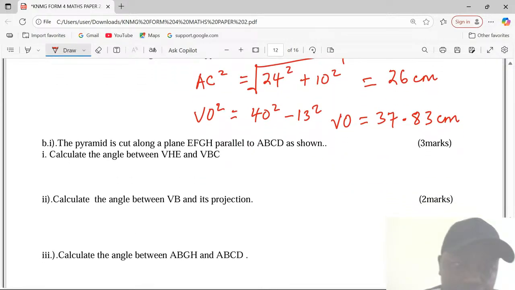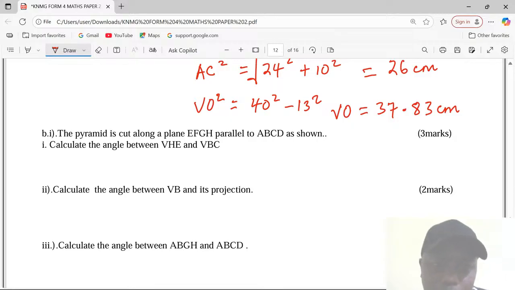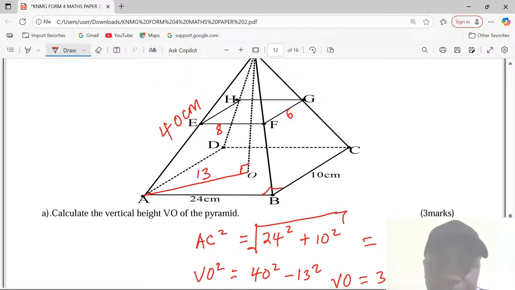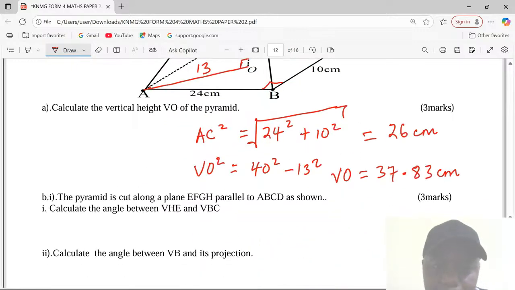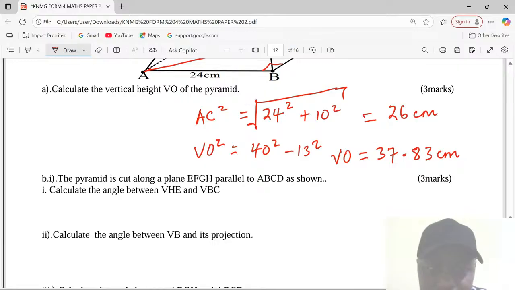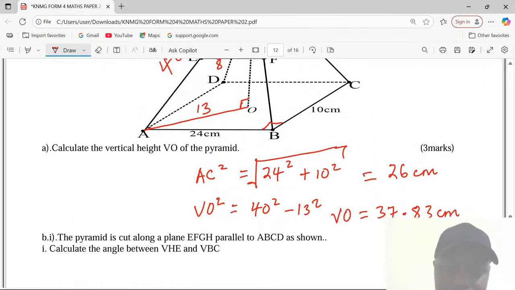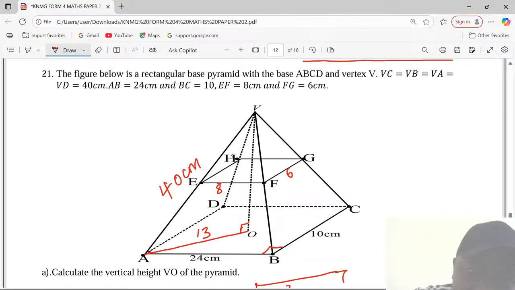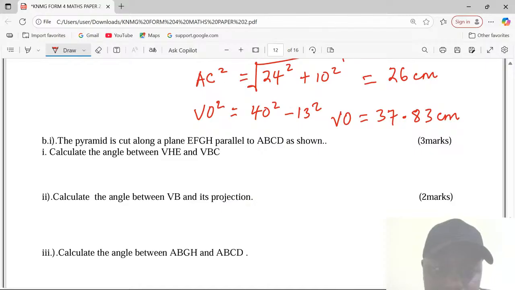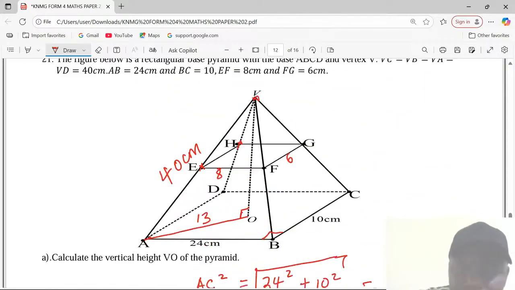Look at this now. The pyramid is cut along plane EFGH, parallel to the base ABCD as shown. Calculate the angle between VHE and VBC. So the angle between VHE, which we can see, and VBC is this one.